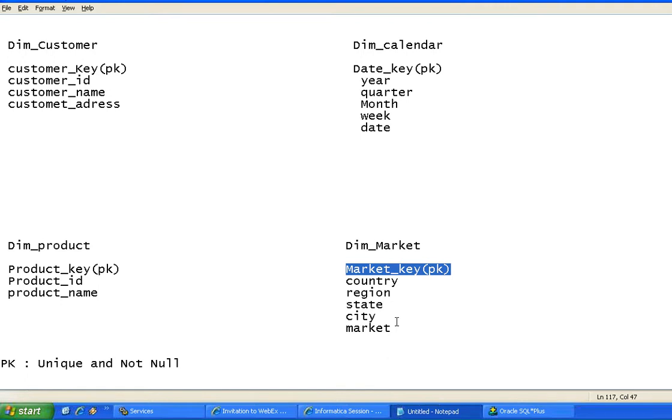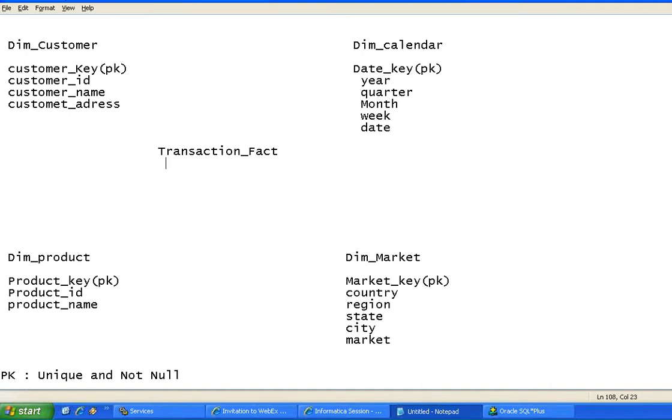Fine. So when we have a primary key, we will always have a foreign key, right? So in between, we have a foreign key here. We have another table called the transaction fact table. For this table also, we have a primary key. That is transaction ID, which is a primary key.